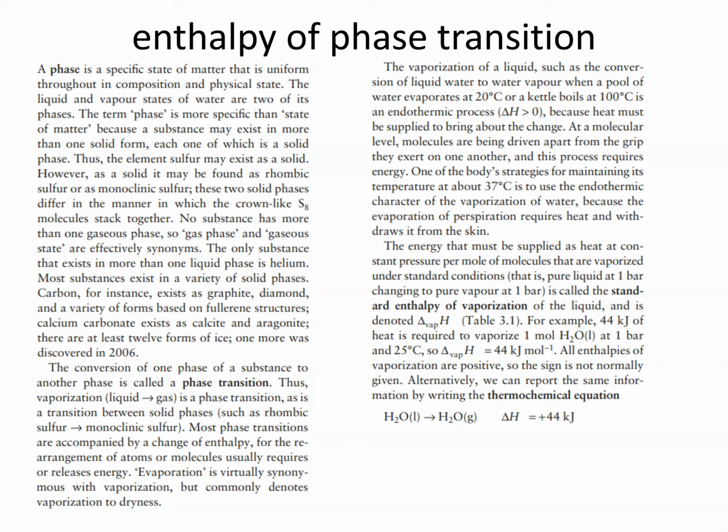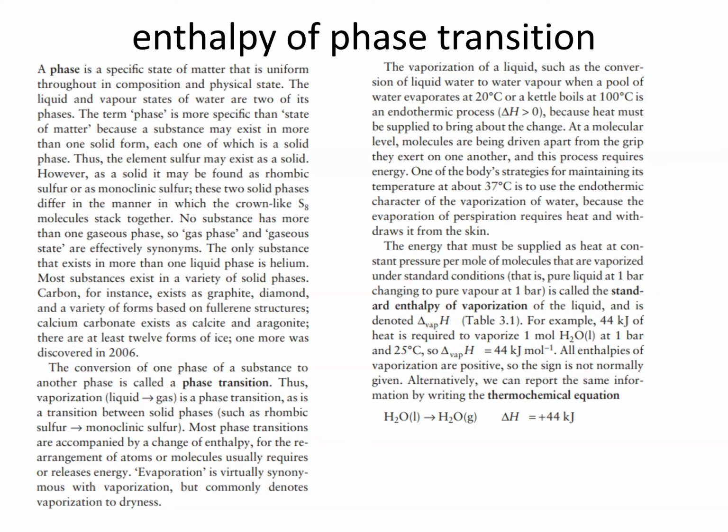The conversion of one phase of a substance to another phase is called a phase transition. Thus, vaporization, the process of going from liquid to a gas, is a phase transition, as is a transition between solid phases, such as transition between rhombic sulfur and monoclinic sulfur. Most phase transitions are accompanied by a change in enthalpy, for the rearrangement of atoms or molecules usually requires or releases energy. Evaporation is virtually synonymous with vaporization, but commonly denotes vaporization to dryness specifically.